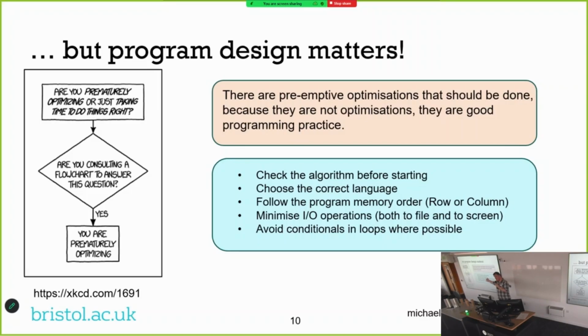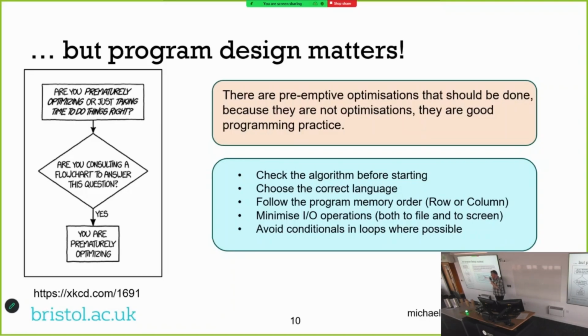If you're not asking the flowchart, then it's time to make sure your program design is correct. These are basically preemptive optimizations. They're things you should just do by default, regardless of what you are doing. Some of these are as simple as check your algorithm. I was working with a colleague who was doing something in n cubed time. Someone else had discovered you could do it in n time, and then he wondered why his code was running incredibly slow.